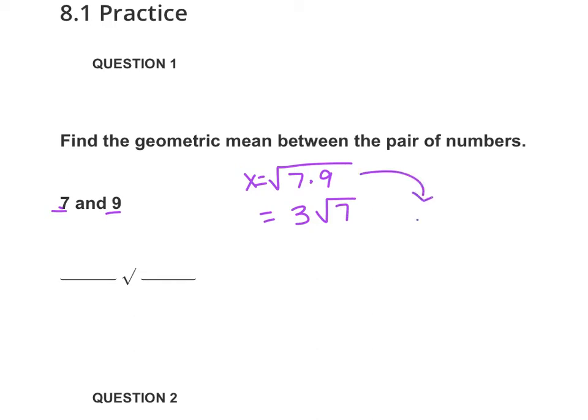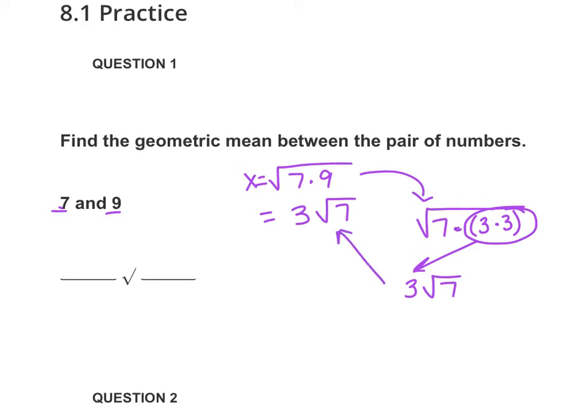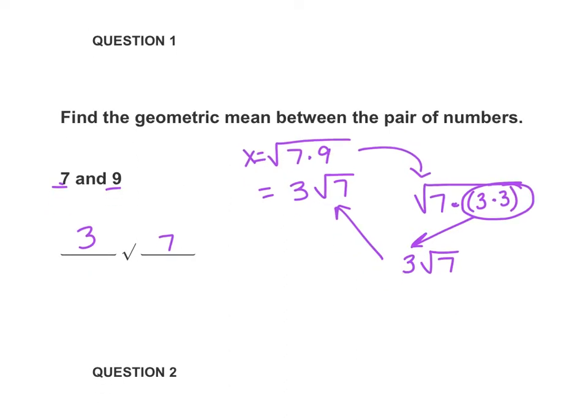If you need to break it apart, you'll see that you'll have 7 times 9 is 3 times 3. Again, anytime you have a pair of numbers, that means you have a perfect square. So that pair has to come out of our radical, which again leaves you with 3 square root of 7. So in the answer, it should have been 3 and 7 in your boxes.